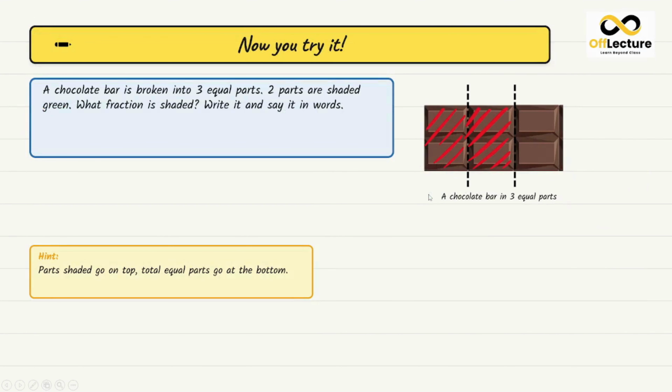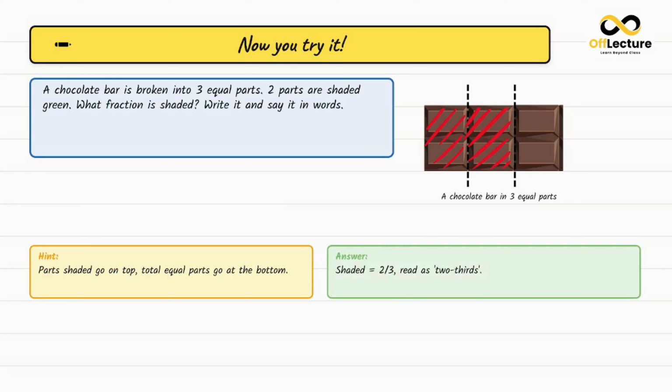Now you guys have to try it. Pause the video, go through the question, and then tell me the answer. And then we will later on see its solution. The question is that a chocolate bar is broken into three equal parts. Two parts are shaded, currently shaded red. What fraction is shaded? Write it and say it in words. And the hint will be parts shaded will go on top and total equal parts will go into the bottom. Okay.